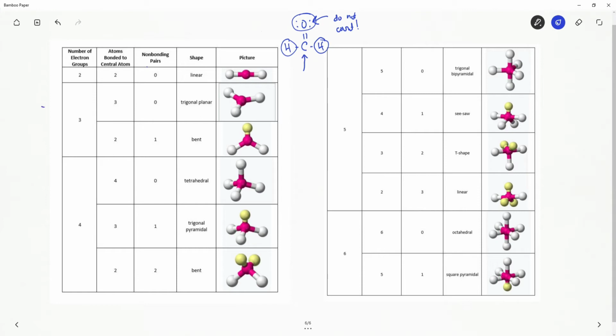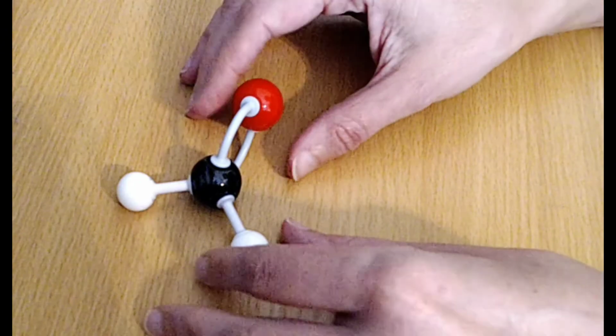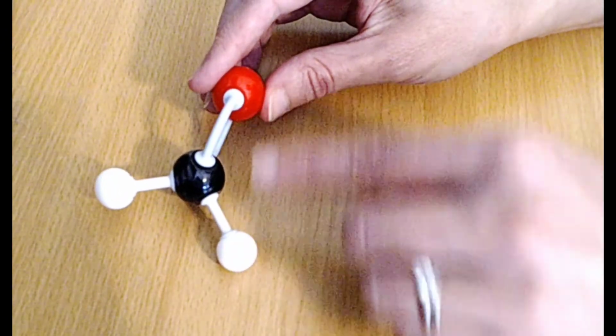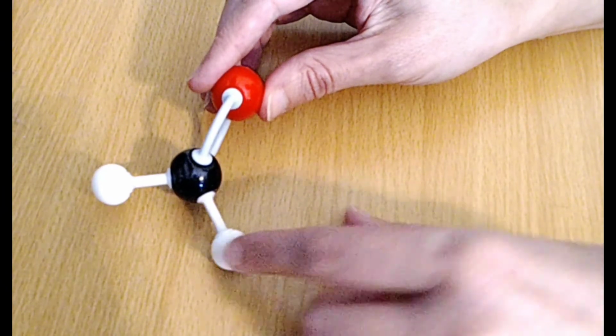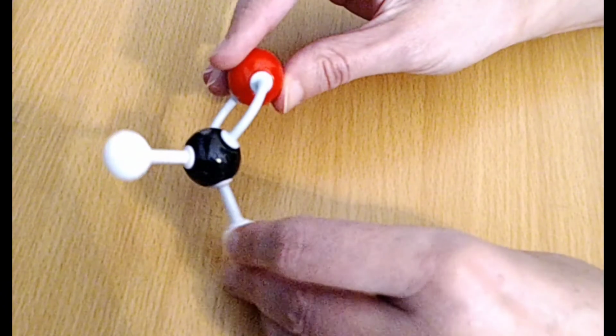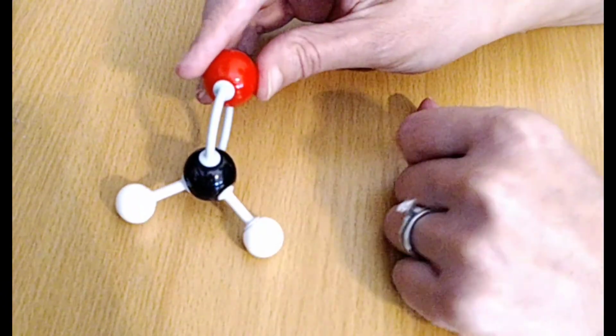So on my table right here, here are my 3 atoms bonded to my central atom, 0 non-bonding pairs. My shape is trigonal planar. This is the 3D model of formaldehyde. So you can see that there is about a 120-degree angle here between the oxygen and the hydrogen, and both hydrogens here. So the double bond actually does not take up any more space than a single bond.